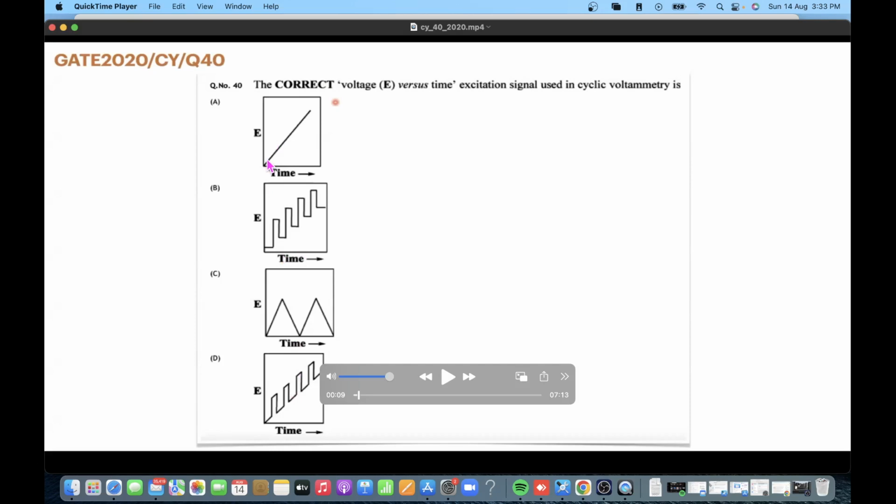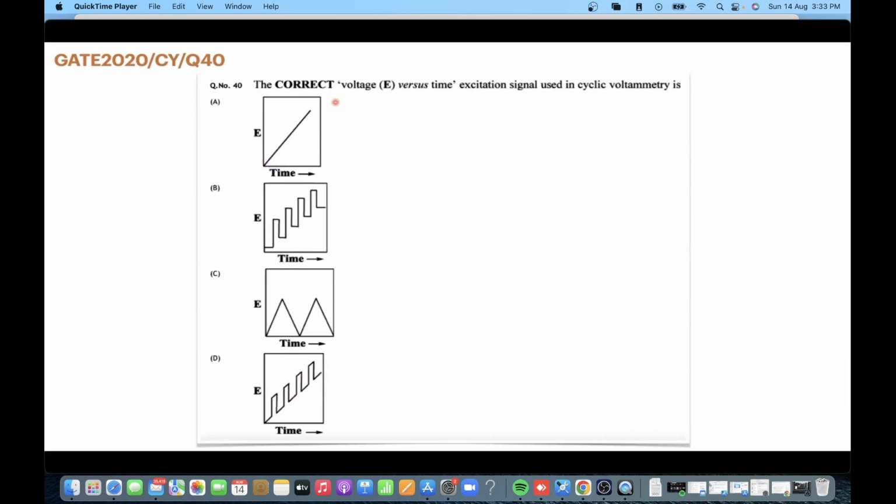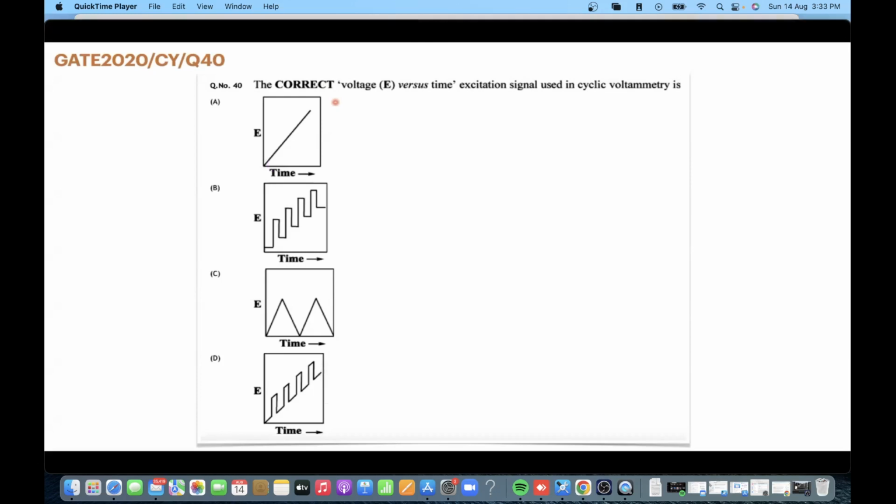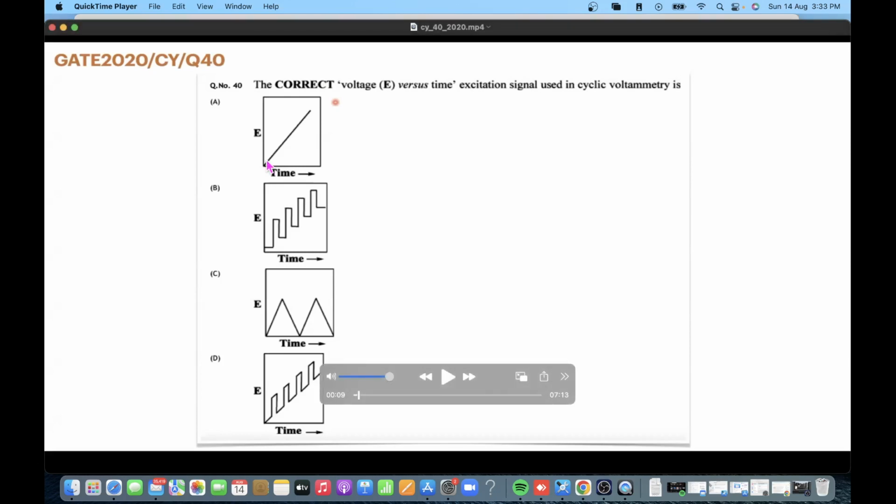If we don't know anything about cyclic voltammetry, we will not be able to solve it correctly, and we will not be able to judge which one is correct for E versus time. But if you have learned just the simple basics of cyclic voltammetry, it will be very easy for you. So in this video I tried to make some basic concepts clear. Let's see.